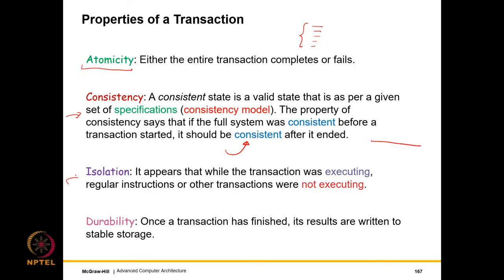Isolation basically means that while a transaction is executing, it appears that regular instructions or other transactions are not executing, which means that the transaction appears to be executing in isolation. Its execution is not at all being affected by other instructions or other transactions, and it is also not affecting other instructions and other transactions. One direct side effect of isolation is that no other transaction or memory access can see an intermediate write of a transaction.